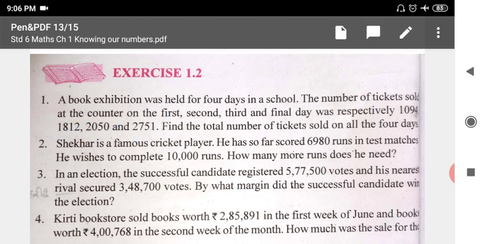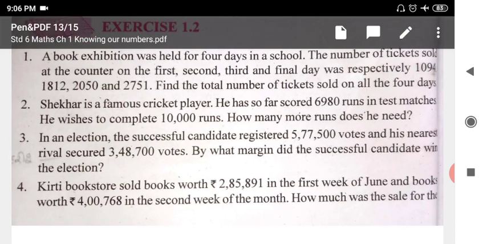Let us see the next question. Question number 2. Shekhar is a famous cricket player. He has so far scored 6,980 runs in test matches. He wishes to complete 10,000 runs. How many more runs does he need? So what is the question here? Once again, let us see. Shekhar is a famous cricket player who has so far scored 6,980 runs. How many runs?